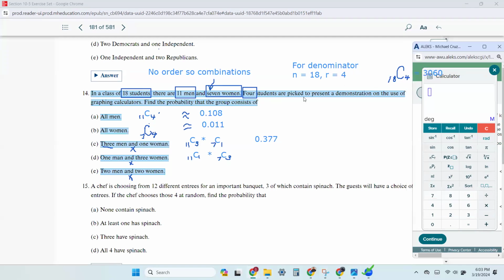All right, so let's do it up here. 11C1. You hit the arrow key. Well, put in the 1 first for the 1 man. Hit the right arrow key, because that brings you back up, so you're not in the subscript anymore. Then your times, and then you're doing 7C3. So that numerator is 385, and then we'll divide it by the 3060. And so we're rounding off to the third decimal place. The 5 has an 8 on the right, so it's going to be 0.126.